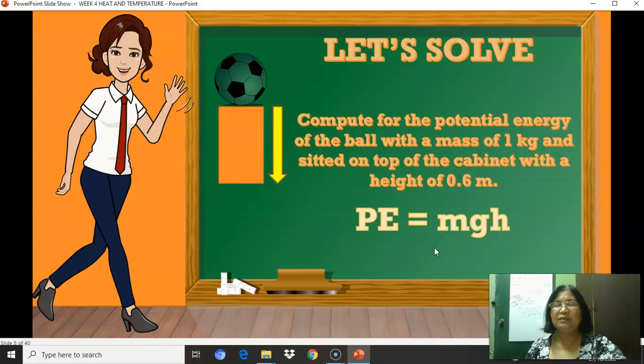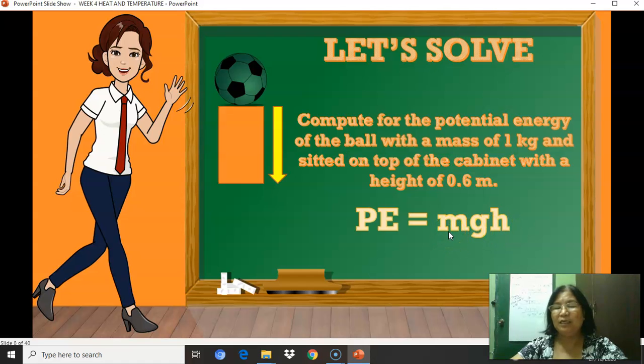Now let's go to the mathematical portion. Let's compute, or let's solve. In my example, you can see in the figure that there is a ball on top of the cabinet. Since it is on top of the cabinet, it has a potential energy stored in it. And then there is a height because it is on the top. Now, compute for the potential energy of the ball with a mass of 1 kilogram and seated on top of the cabinet with a height of 0.6 meters. The formula in getting the potential energy is getting the product of mass, the acceleration due to gravity, and the height.